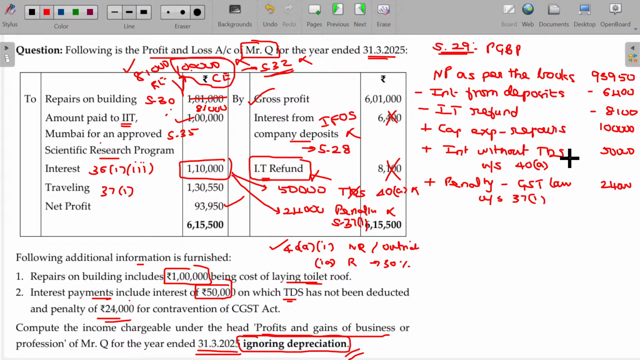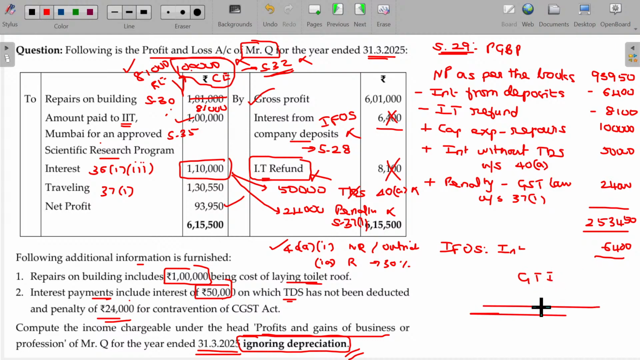Now what is the final value? I think the total value is 2,53,450. This is the PGBP income. Income from other sources, there you can add this 6,400. IT refund is not taxable. It's an appropriation, and the receipt you also need not pay tax on. This is nothing but interest. If you add up these two, then you will get gross total income, which is not required, but we need to calculate only PGBP income. So we have completed. Clear? Hope now you will be able to understand this logic.